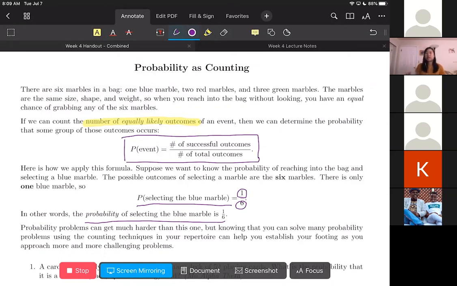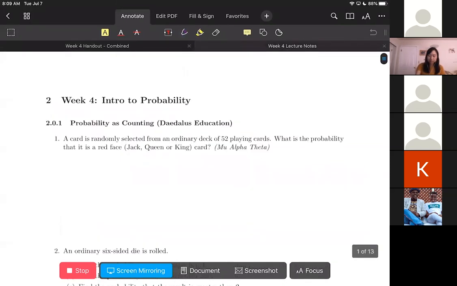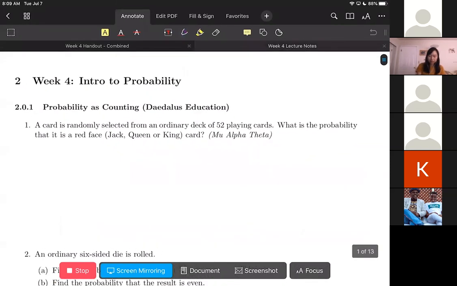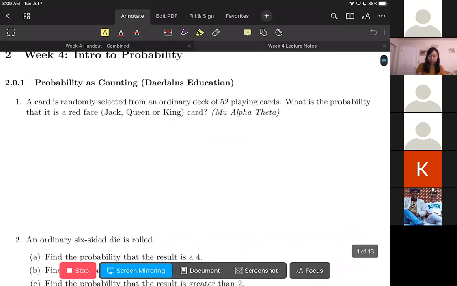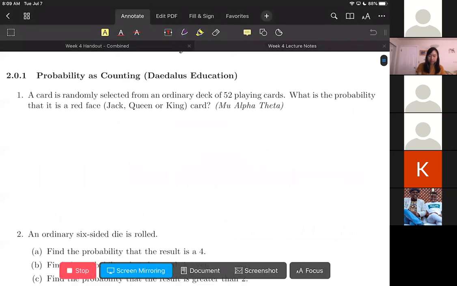So I think the best way to really grasp this concept is to do a bunch of examples. This handout, which I shared in Piazza, has many more examples plus solutions to them, but we'll go through some of them in class together. So I picked a few. Let's start with this one.